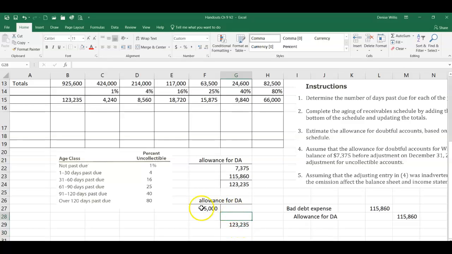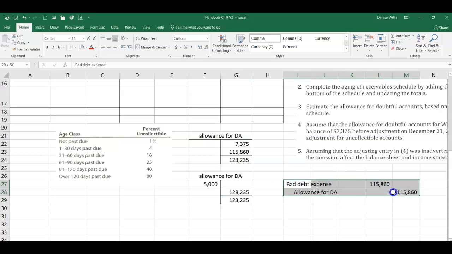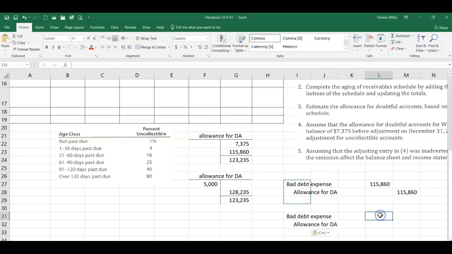So in this case, the allowance account is in a negative situation, and you would actually have to add these two together to get the amount for your adjusting entry. So if you were doing it with the $5,000 debit balance, then your entry would instead be the $128,235. Okay, now this is not part of your problem. I just want you to see what would happen if you had a debit balance here to begin with.